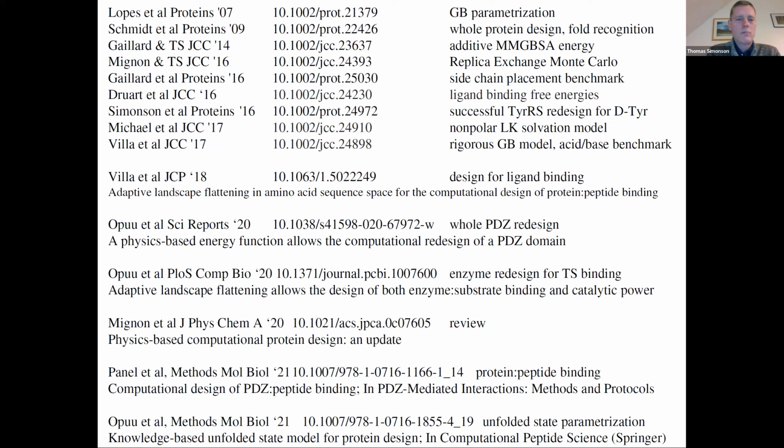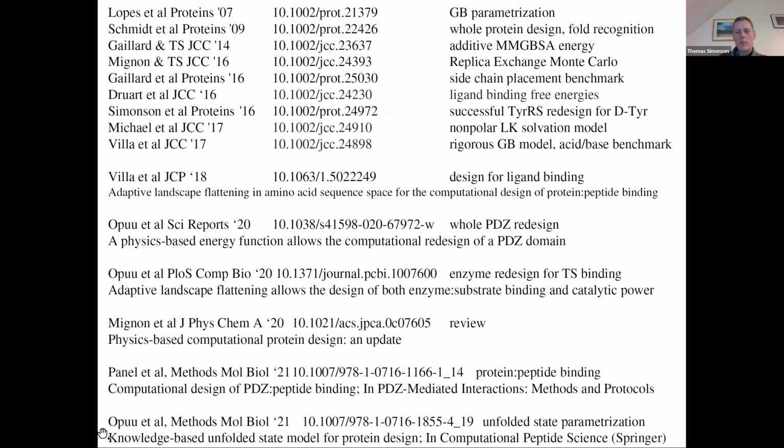These are some slightly more important articles. It's not a complete list, obviously, but there are a few down here. This is the original adaptive landscape method applied to protein design back in 2018. This was our successful PDZ redesign here. This is the enzyme redesign I just described. This is a review I already mentioned. And these are both how-tos for PDZ peptide binding. That's a nice example of protein ligand binding.